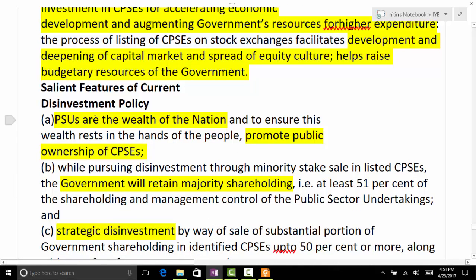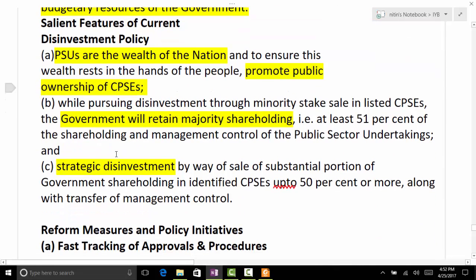Now here the features of the current disinvestment policy are given. It says PSUs are the wealth of the nation, and to ensure this wealth rests in the hands of the people, promote public ownership of CPSEs. It means the policy says we won't go for privatization. The ownership will still remain in the hands of the government. The government will retain majority shareholding of at least 51%.